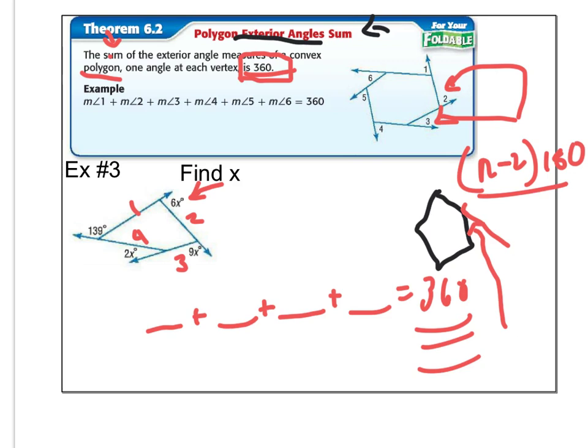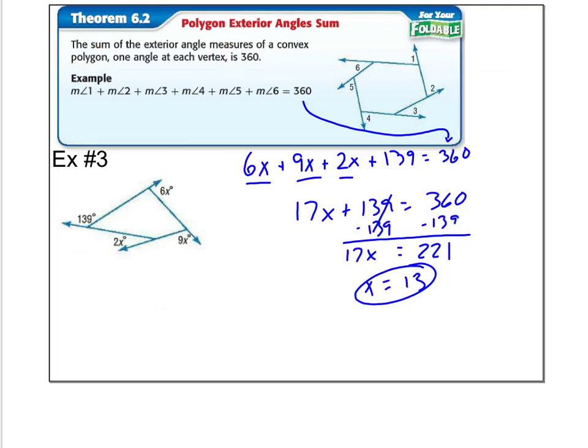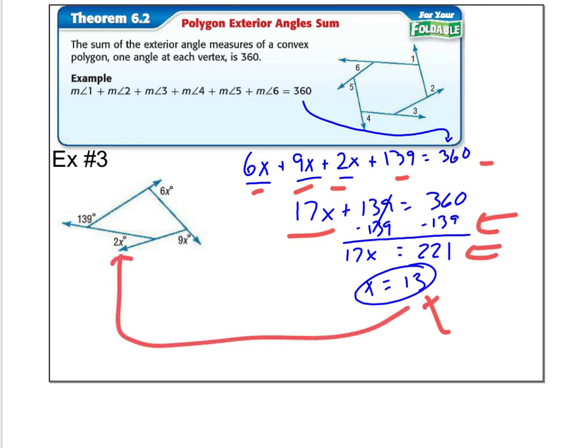Feel free to pause this one. Try to find x in example 3. And here's a solution. All 4 angles added up to 360. Add your x's, you get 17x, subtract 139, divide by 17, and you get 13. So x is 13. Now, I did not ask you to find each angle, but if I needed you to, you substitute a 13 in for x, and then that angle, for example, would be 2 times 13, or 26 degrees. That's it. Thanks for listening.